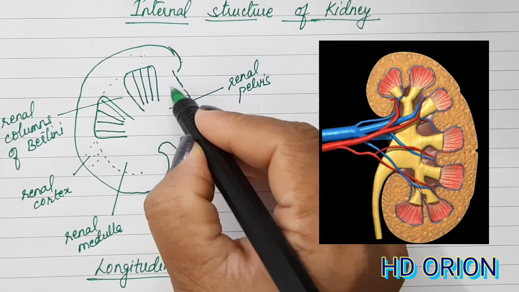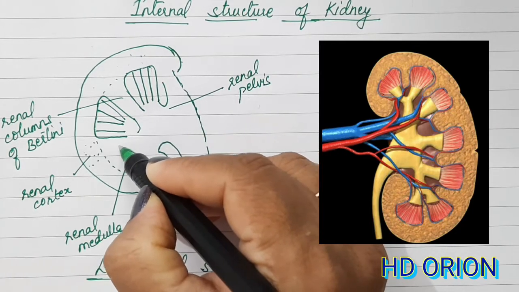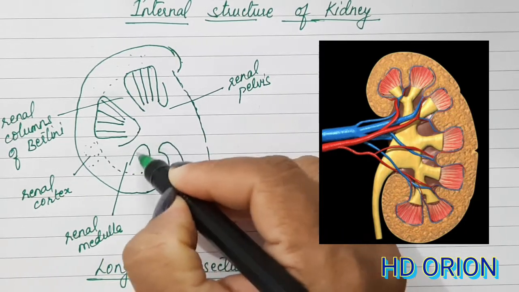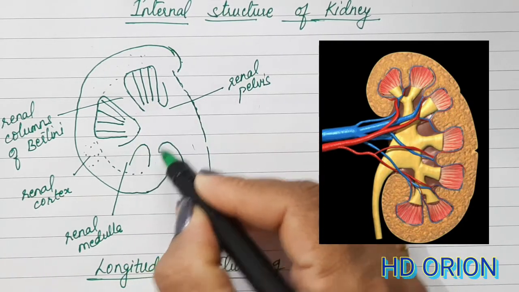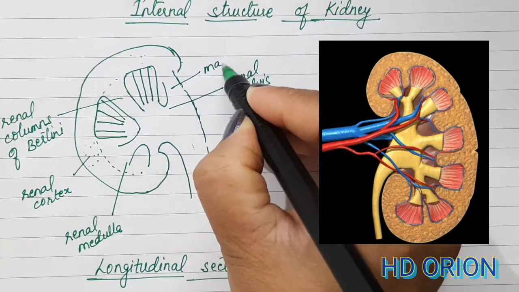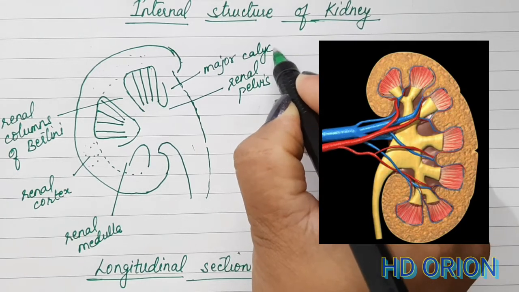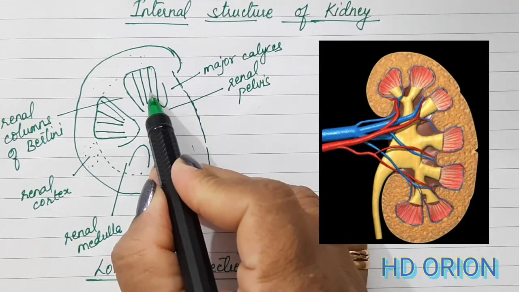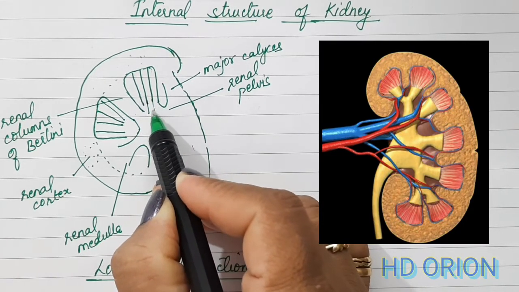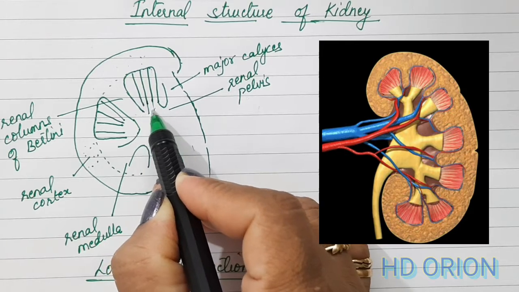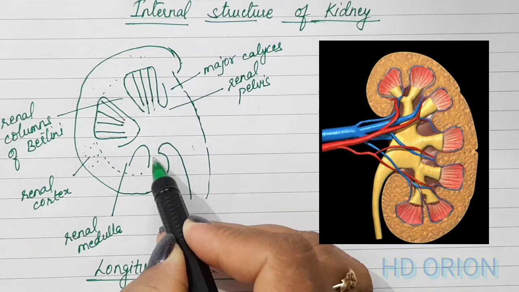and this then further branches and it forms this sort of structure. These are called as major calyces. Calyx is in singular, calyces is plural, and these striations which open up in this renal pelvis show the minor calyces. So these small are called as minor calyces and these big openings are called as major calyces.